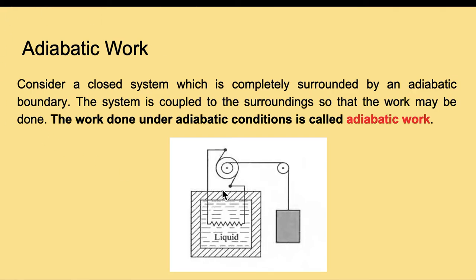The performance of work for the system means that if you are moving one of the sides, you can apply pressure on it. Or if the system is applying pressure, this can move outwards. That means work is done by the system, and if this is moving to this side, work is done on the system. The work done under adiabatic conditions is called adiabatic work.